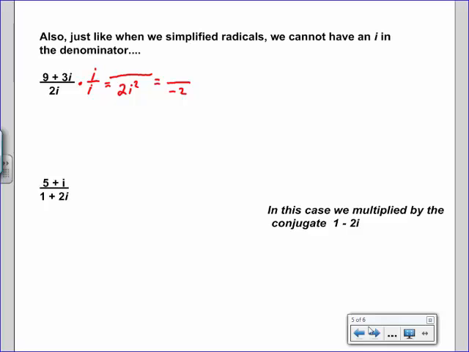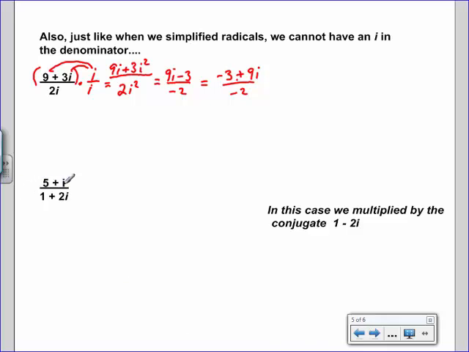And on top, we do have to distribute this. So we would have 9i plus 3i squared. And as you know, 3i squared is the same as 3 times negative 1. And typically in their final form, they like you to write the real number first, just for better form. So you have negative 3 plus 9i over negative 2.